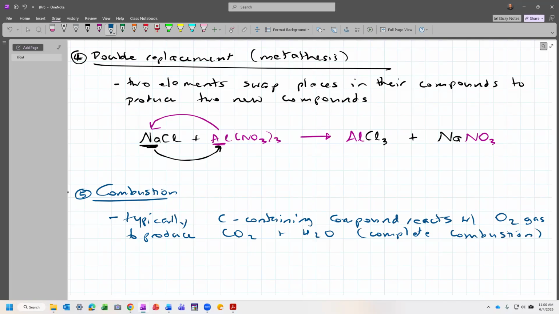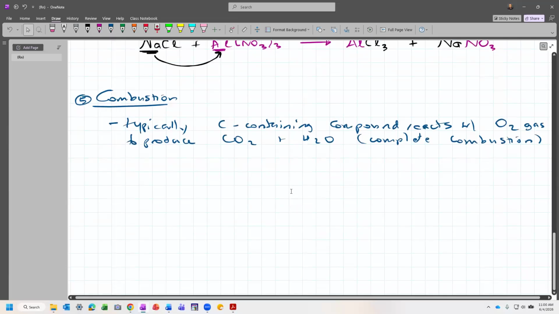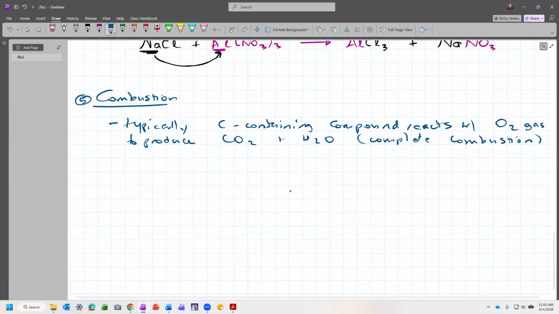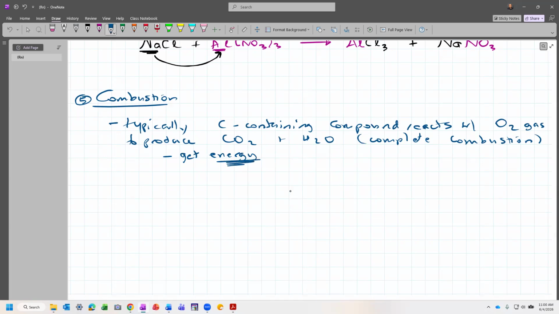Okay, and combustion reactions happen all the time, from the gasoline in your car to the foods that you eat, they all undergo combustion reactions. And the goal of that is to produce not just the CO2 and H2O, but you also get a bunch of energy from this as well. And that's the main goal of these combustion reactions.